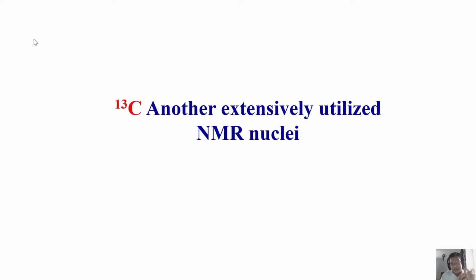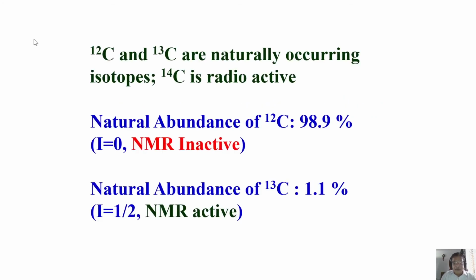Generally, most of the organic chemists come to us and say, I want carbon 13 NMR. Because they synthesize the molecule, they want to see proton NMR and carbon 13 NMR. So after proton, especially for the chemists, this is the second most sought after nuclei. Some important points about carbon 13.